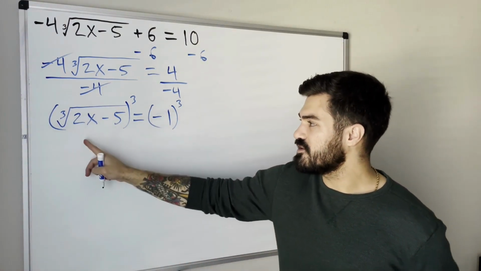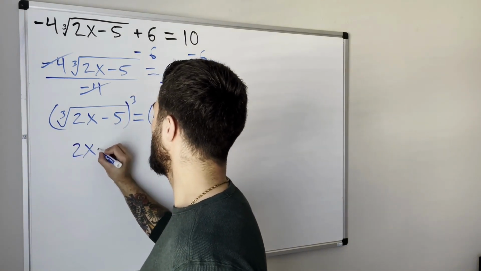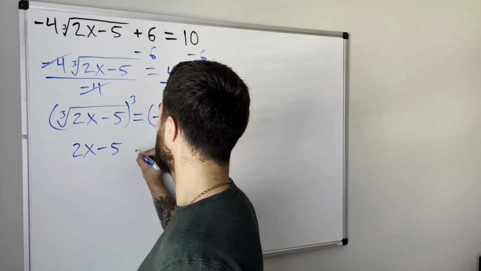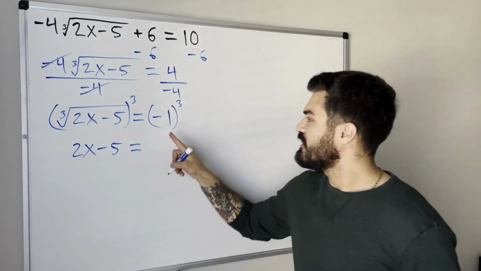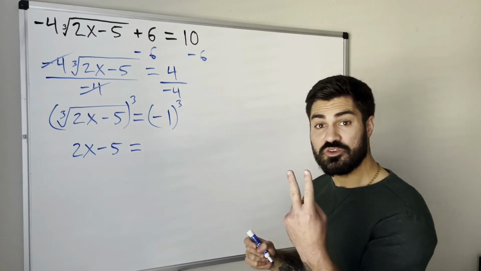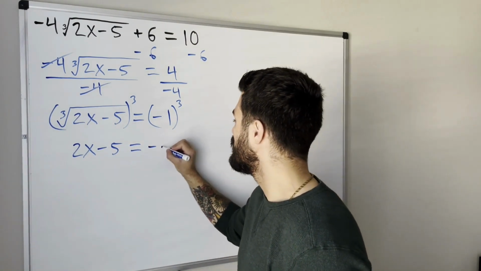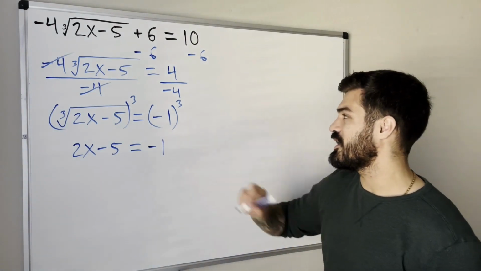And what that cube is going to do is get rid of that cube root. So we're just going to be left with the stuff under the radical, which is 2x minus 5 on the left hand side. And now we just have to cube negative 1. So negative 1 times itself is 1. Times itself again is negative 1. So it's actually still just negative 1 on the right hand side.